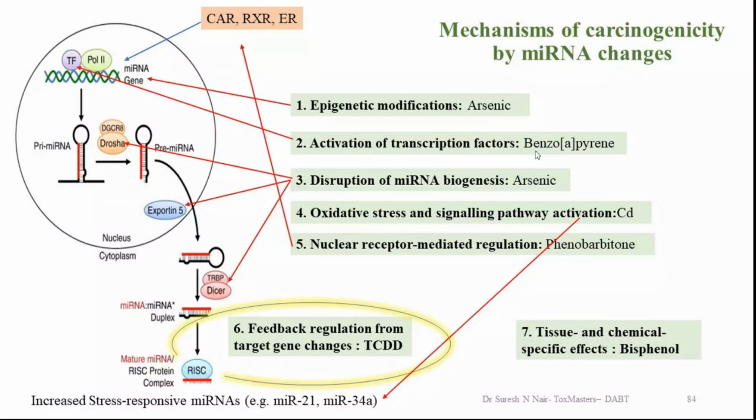Then disruption of miRNA biosynthesis is caused by arsenic. Then oxidative and cellular signaling pathway changes are caused by another carcinogenic substance, that is cadmium. Then nuclear receptor mediated regulation is done by phenobarbital. Then feedback regulation from the target gene is produced by TCDD, and the tissue and chemical specific changes will be induced by bisphenol. So these are the changes produced by each carcinogen, which are mediated by the microRNA changes.